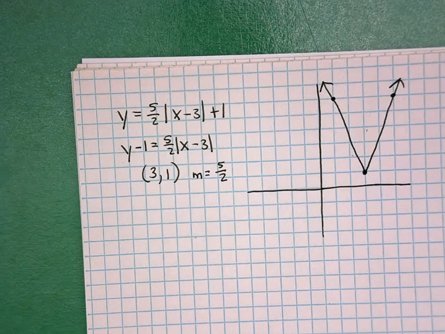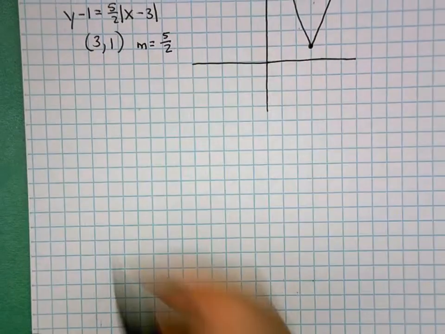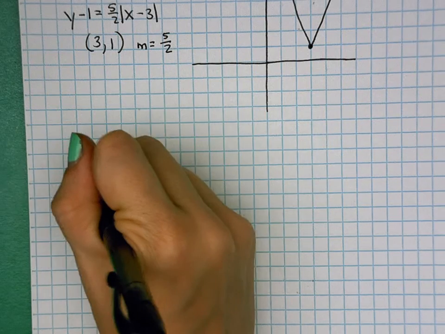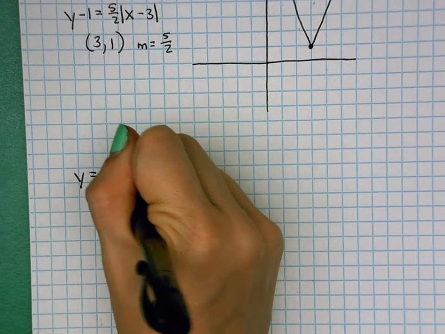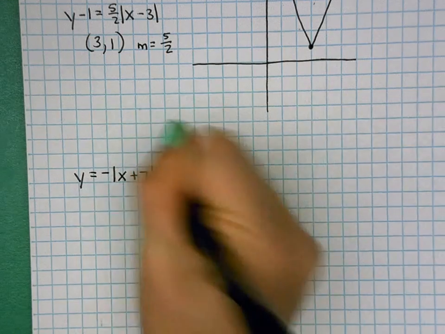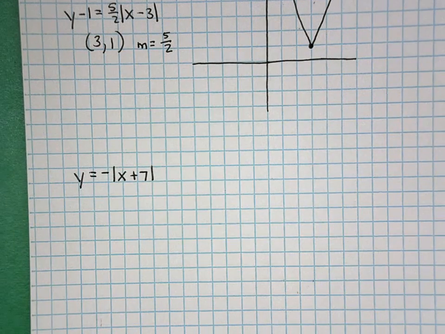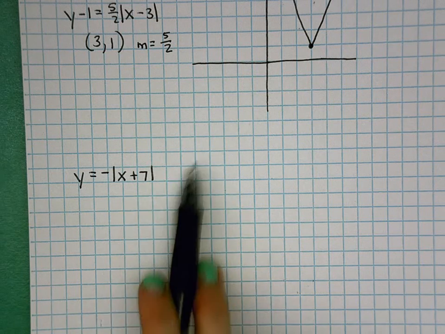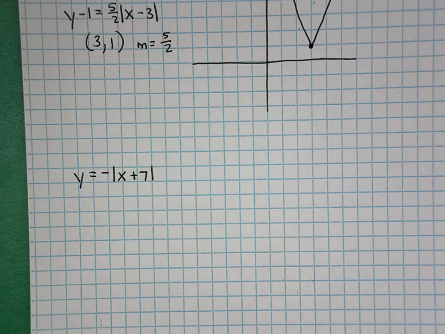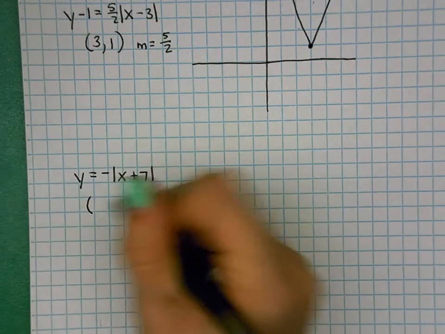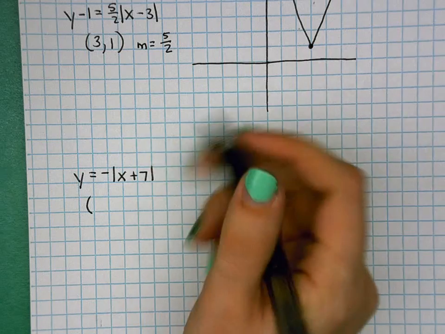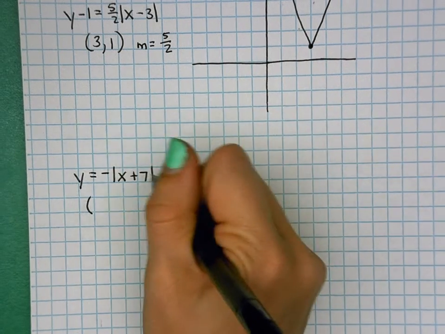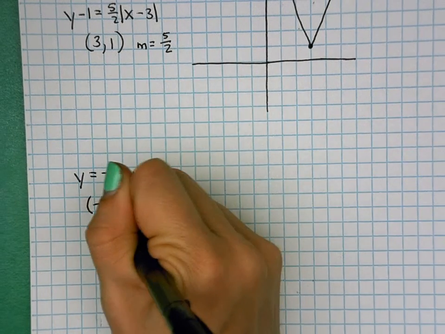Okay. Second one, we've got y equals negative absolute value of x plus 7. Go ahead and pause the video, give this one a shot. Okay, descriptive form. Well, it's already in our descriptive form. We have nothing to add or subtract over to the other side. So, ordered pair. My HK, my x coordinate is going to be negative 7, and my y coordinate is going to be 0.